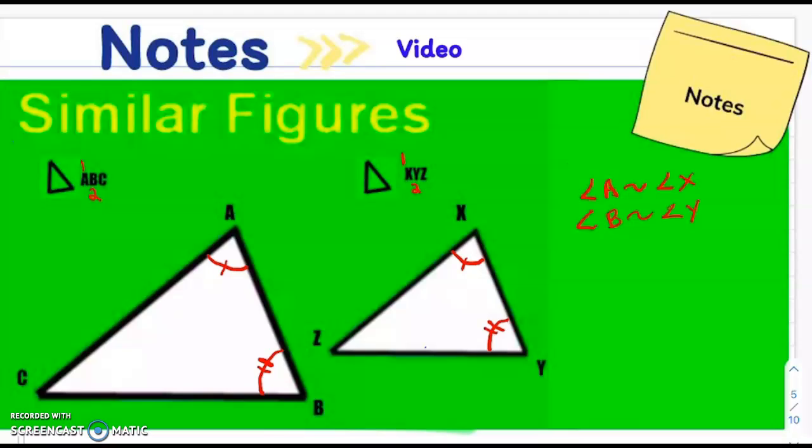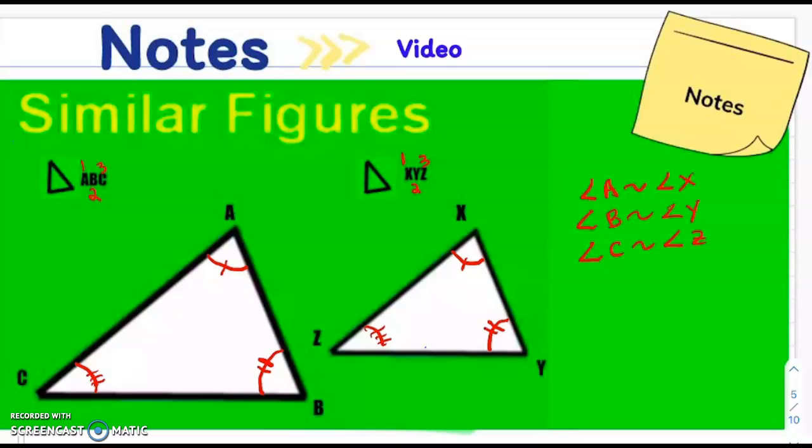And the last one is the third angle, which is C, and it's Z on the second figure. So then I'm going to mark that with 3. 1, 2, 3. And I know that angle C is congruent to angle Z. Okay, so those are my congruent angles.